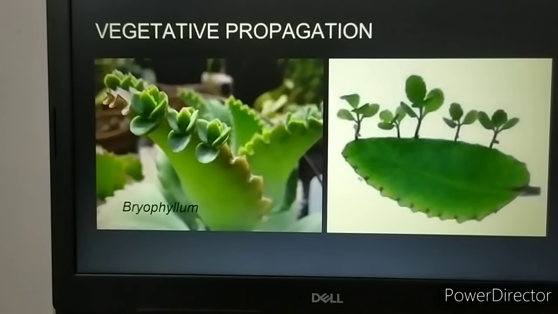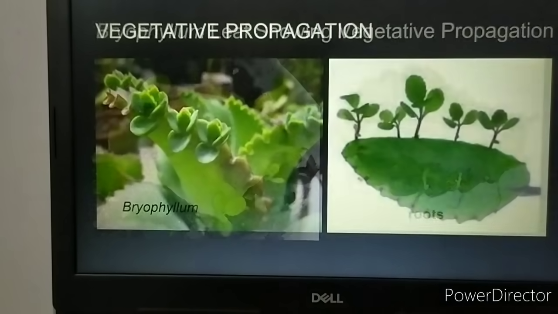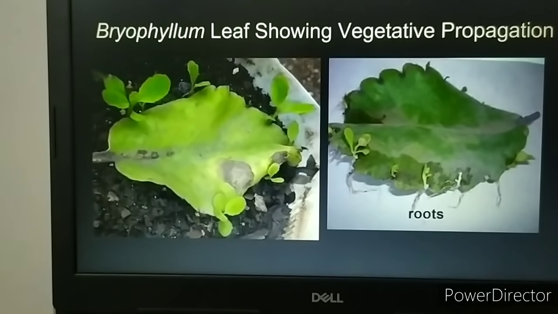So what is to be done? The leaf of Bryophyllum is to be taken. Either you can cut it into pieces or you can take the complete leaf as it is shown in the module. The Bryophyllum leaf is taken and put into a pot, or you can put it in the soil on the ground also. Then we have to leave it exposed to sunlight and other environmental factors for a few days.